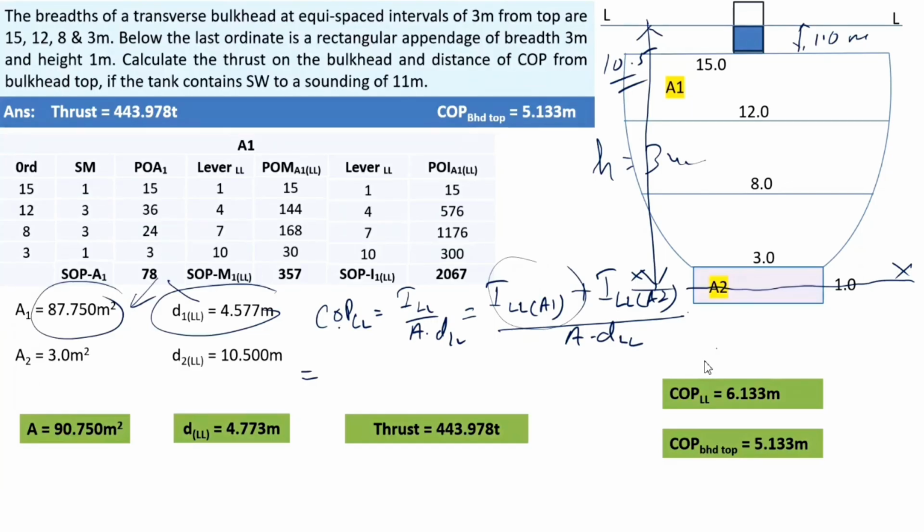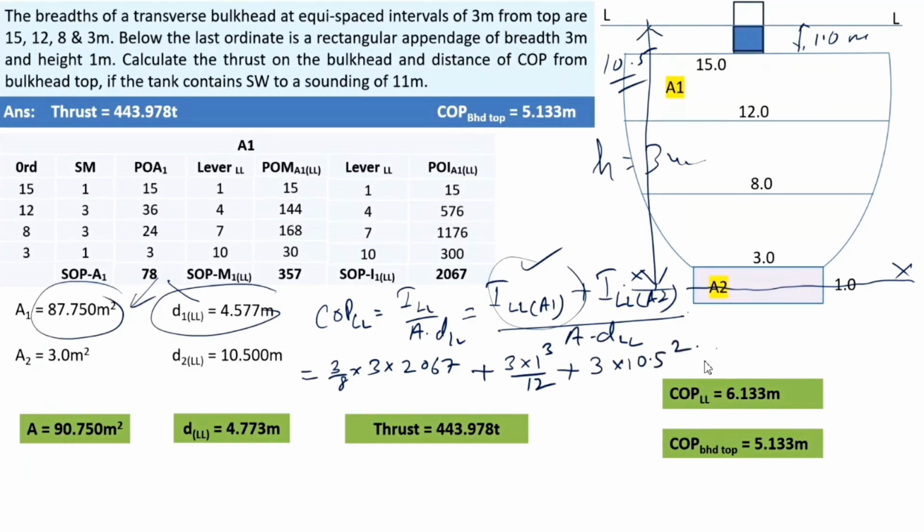What will it be? It's rule 2. So rule 2, the coefficient is 3 by 8. Common interval is 2 meters, 3 meters. And the SOP inertia is 2067. This part is okay. Plus, this will be IGG, IXX. This will be 3 into 1 cube by 12 about XX plus area 3 meter square into 10.5 square.